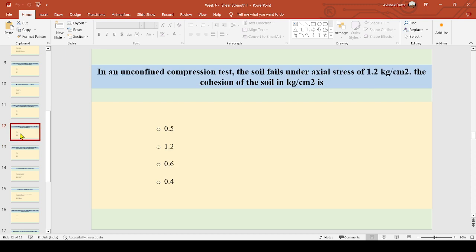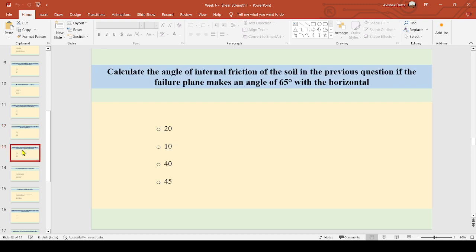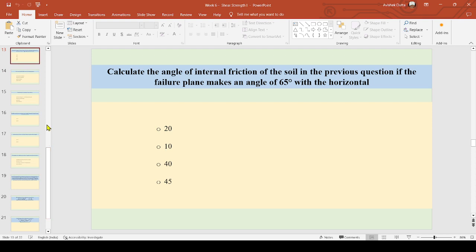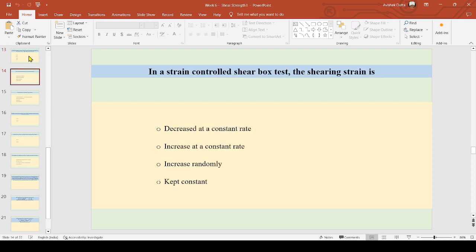So in the first part, you have to find out the cohesion of the soil, given that the axial stress is 1.2 kg per cm square. In the second part, using the first or second data, find out the angle of internal friction of the soil when the failure plane makes an angle of 65 degree with the horizontal or the plane of the major principal stress. I hope it was clear. Next question.